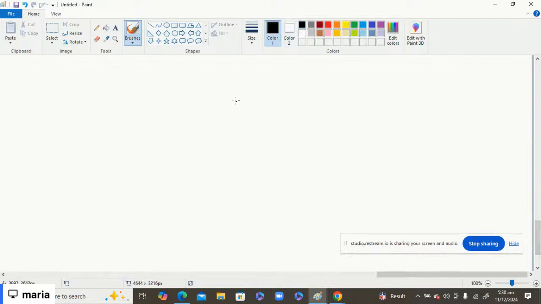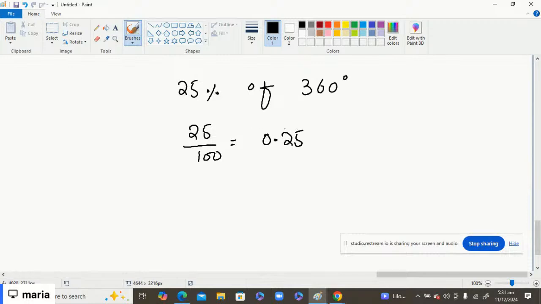So here we're going to find it out: 25% of 360 degrees. First of all, 25%. How can we find the percent? Just divide 25 over 100. Let's do it. 25 divided by 100. What's the answer you get? This is 0.25.